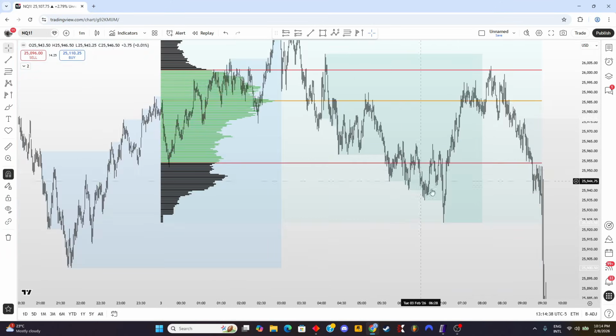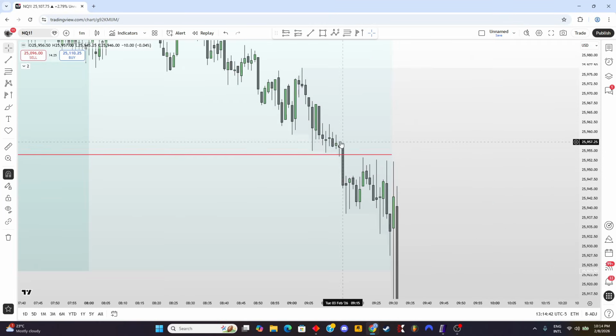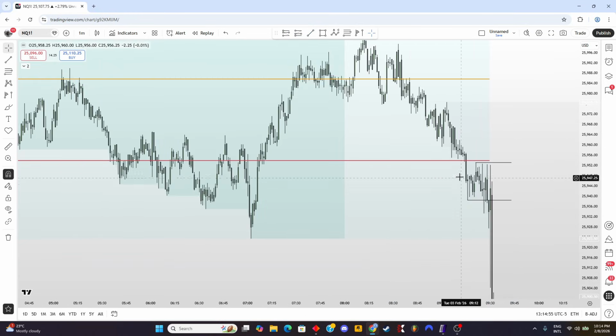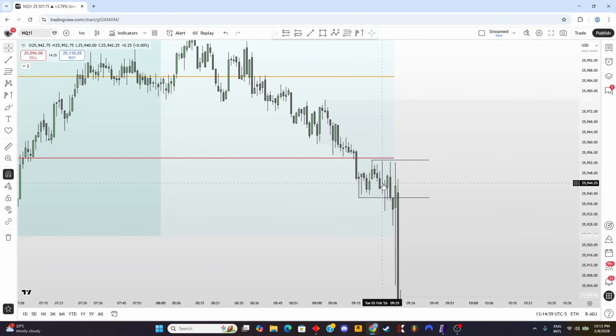This is the value area low. This is the value area high. This is the POC. We broke below the value area low. And what did we do within this range, guys? We consolidated. Is it clear? We are consolidating here, below the value area, meaning that the participants are accepting the new balance here.